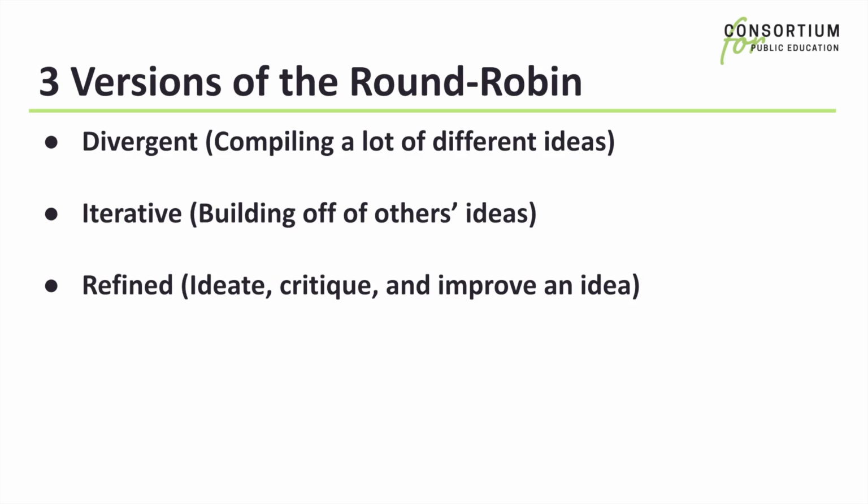In this video, I'm going to talk about 3 versions of the round robin method. The first one is Divergent, which means compiling a lot of different ideas. The second one is Iterative, which means building off of others' ideas. And finally, Refined, which means ideating, providing critique, and then improving on an idea.